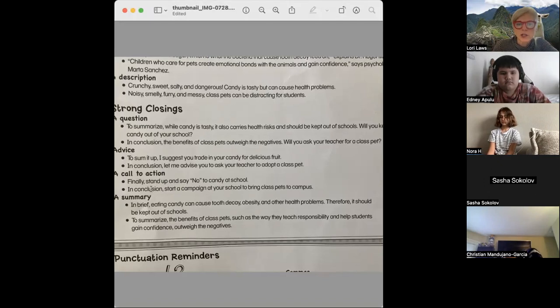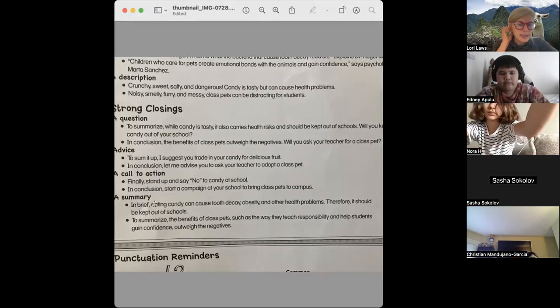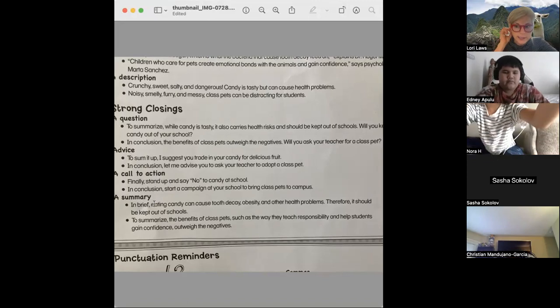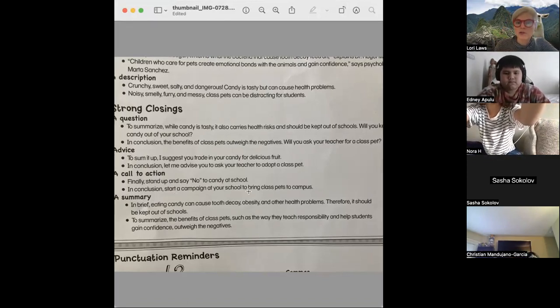Or in conclusion, start a campaign. These are the actual words. You can copy these sentences and just put your topic in. So if you like one of these sentences and you think it would sound good at the end of your essay, you should choose one. In conclusion, start a campaign at your school to bring class pets to campus.